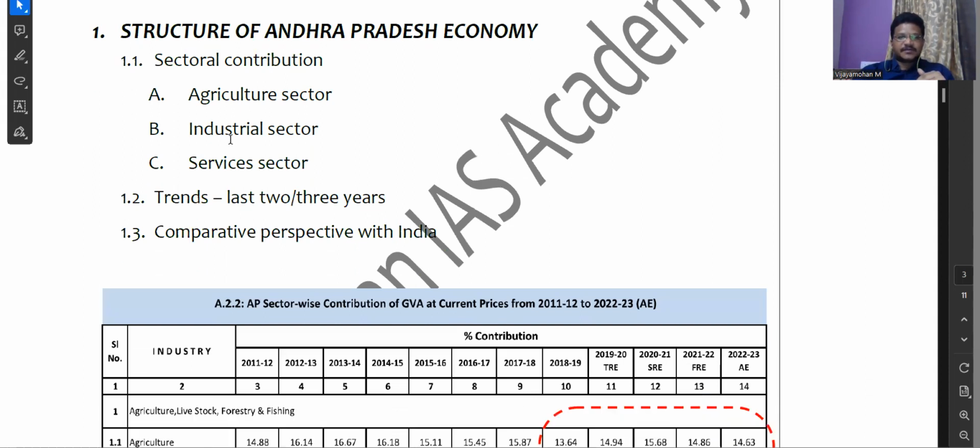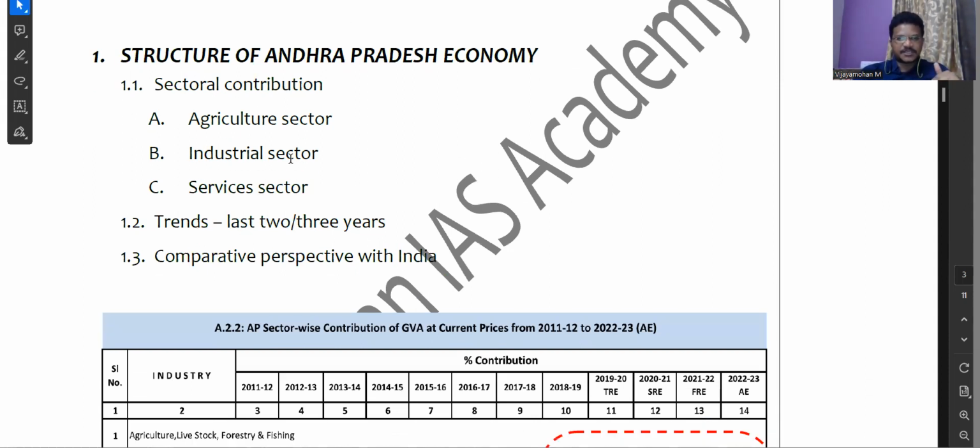Now, if you see the structure of Andhra Pradesh economy, in this topic especially, you need to concentrate on the sectoral contribution. Structure doesn't mean just what sectors the economy has been divided into. It means what the sectors are, and what the contribution of those sectors to the AP economy is. You also have to concentrate on the trends. That is, for the last 3-4 years or 5 years, how has the agriculture sector's contribution to the total GVA been, how has the industrial sector's contribution been, and how has the services sector's contribution been. Rather than only 1 or 2 years, if you look at 3-4 years, you will have an understanding and an idea about the trends in the sectoral contribution.